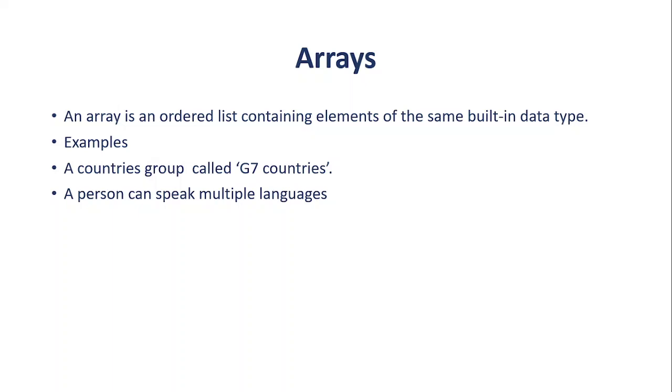From a data perspective, an example of an array could be a group of countries, like the G7 countries. Or a person speaking multiple languages could be an array. If somebody speaks 3 languages, that could be part of an array; somebody speaks 2, in that way. And demo.